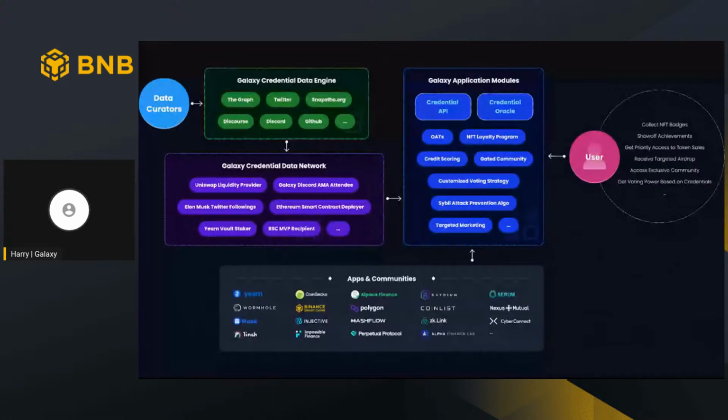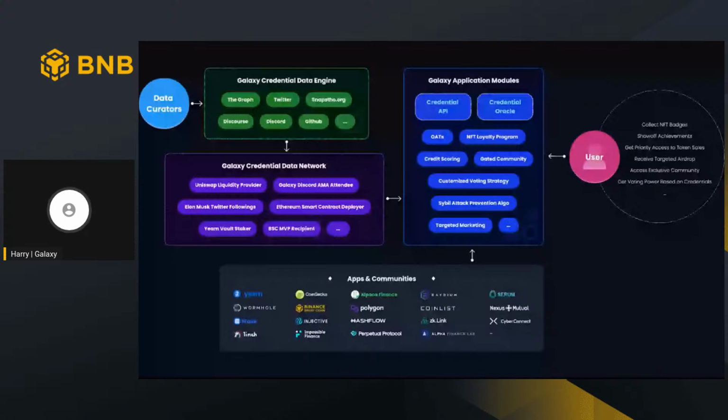Basically, if you're a data curator, you can come in and contribute to all these data sources. And right now, we already have around 1,500 credential data sets curated in the network. We have ones like whether you are a Uniswap LP, attended the Galaxy Discord AMA, whether you are following Elon Musk on Twitter, whether you are an early staker in Yearn vaults, whether you are a BSC and BP recipient, and so on. Right now, we have 1,500 credential data sets covering around 4 to 5 million users in Web3.